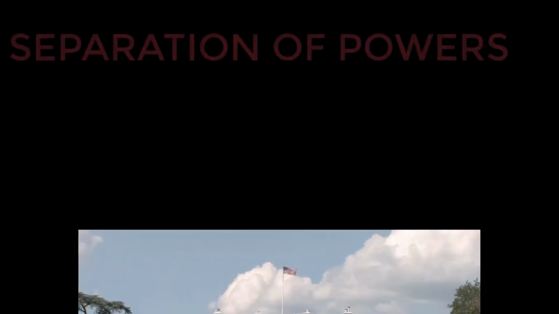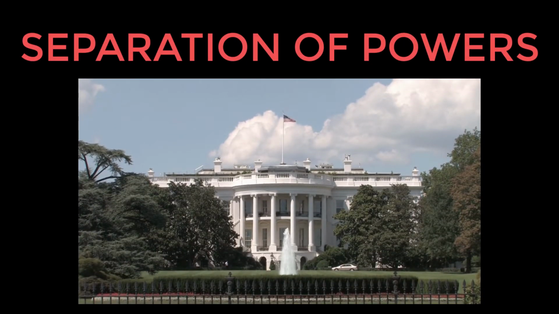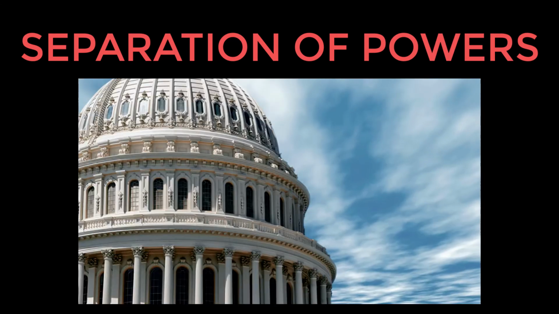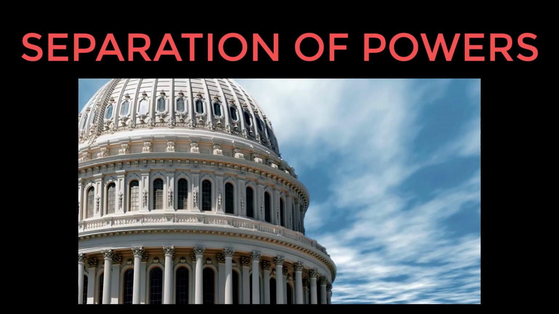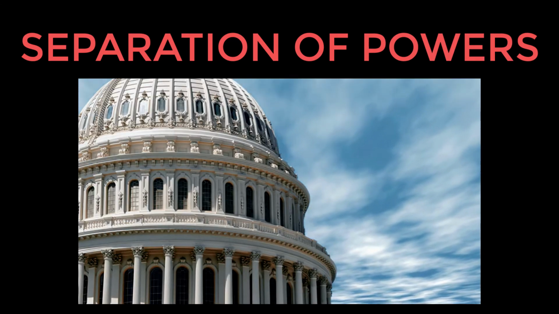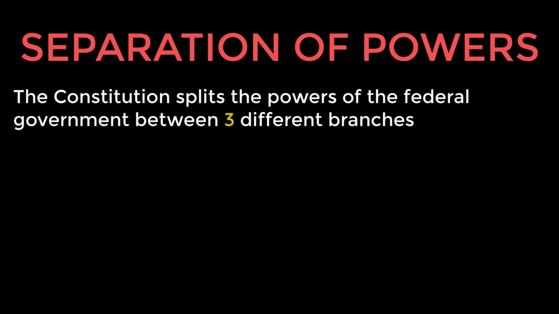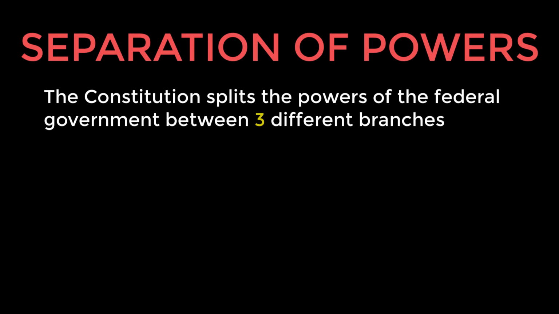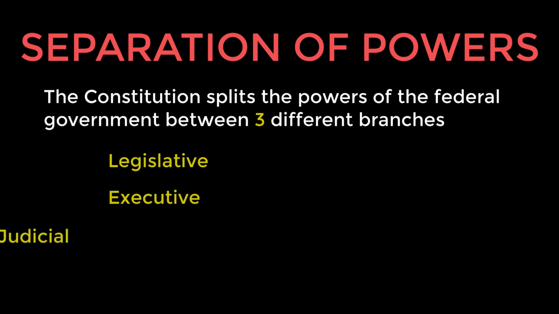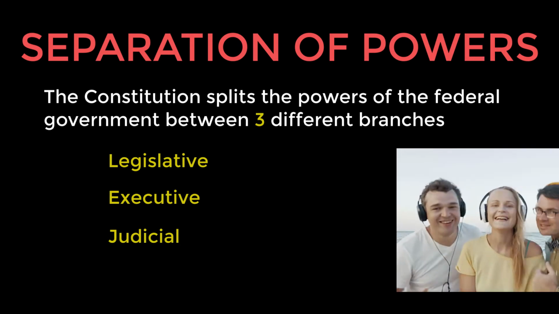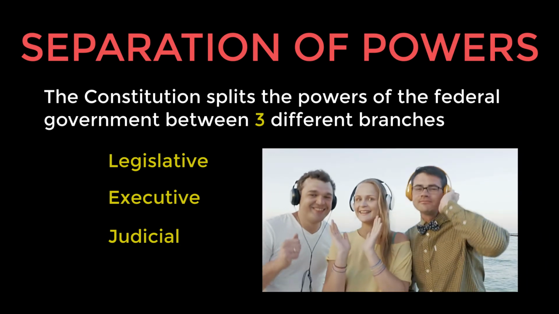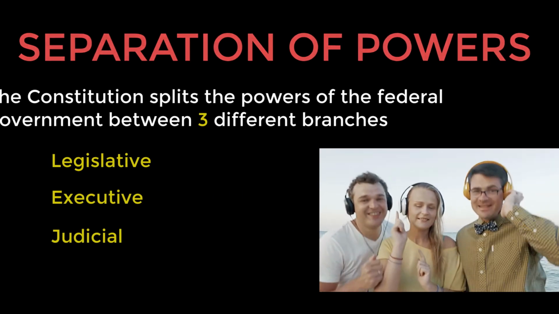Next, there's the principle of separation of powers. Even with the ideas of limited government and federalism, there was still some danger of the federal government becoming too powerful. To counter this, the Constitution splits the powers of the federal government between 3 different branches: legislative, executive, and judicial. The Founding Fathers thought that if these 3 branches were constantly competing for power, then one would never be able to overcome the other.